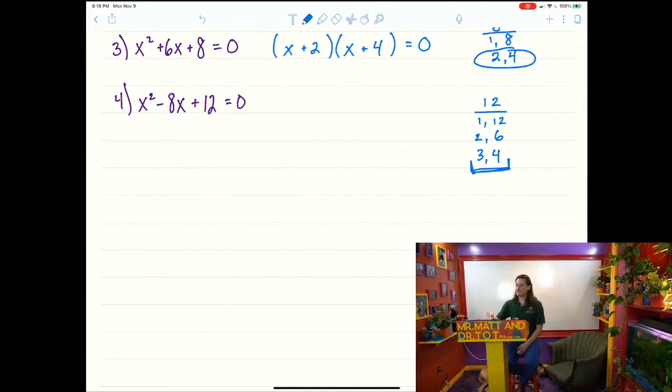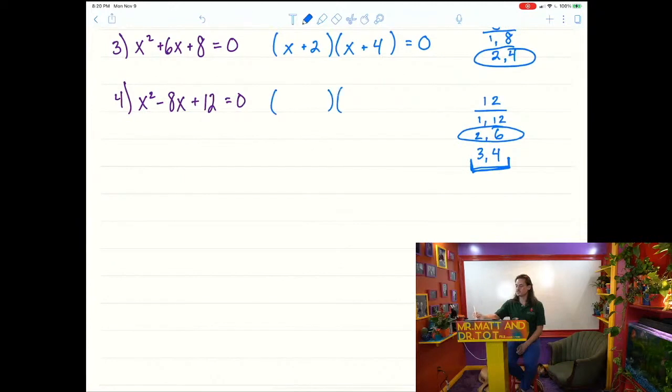So we want negative 8, but the c value is a positive 12. That tells me that the two factors have to both be negative or both be positive in order to result in a positive product. Notice also that a negative 2 plus a negative 6 will give me a negative 8. So I'm going to write out my parentheses, set them equal to 0 as the equation is, assign the x's into the left position, and then I need a negative 2 and a negative 6 in order to make a negative 8.